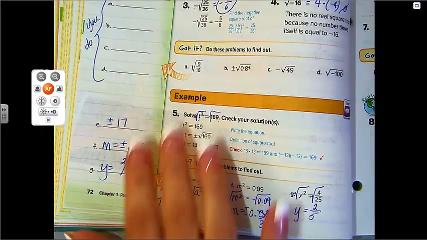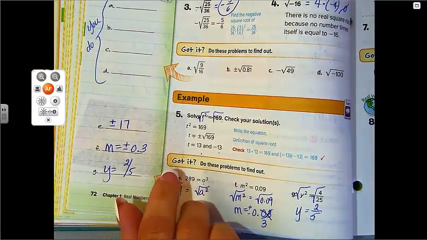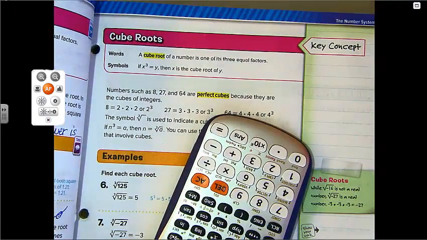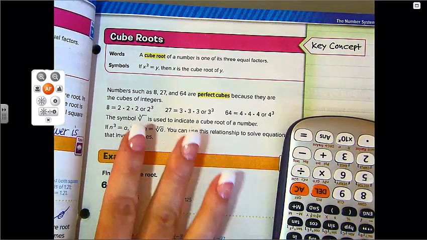Okay guys, that's where we're going to stop for this 1.8. This is 1.8 part 1. We will continue with 1.8 tomorrow, talking about cube roots. So be prepared to watch the 1.8 part 2 tomorrow. But for today, that's all we're going to do.